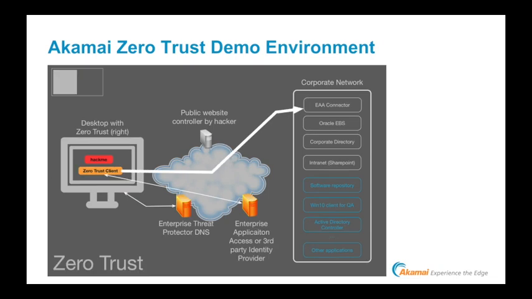For the Zero Trust experience, we have another remote desktop machine that goes through the Akamai cloud in order to access that corporate network. And you have the same corporate applications, but the access to those applications is different. The corporate network is the same environment for both VPN and Akamai Zero Trust, meaning the exact same applications are used in both scenarios, but only the access method is different. So let's get started.